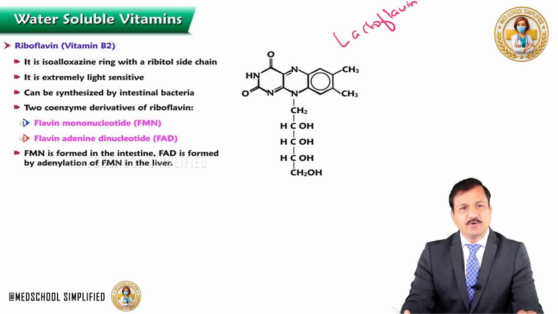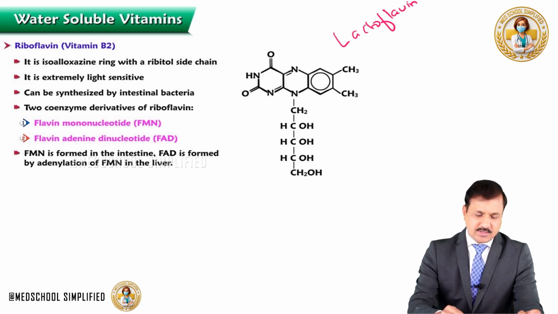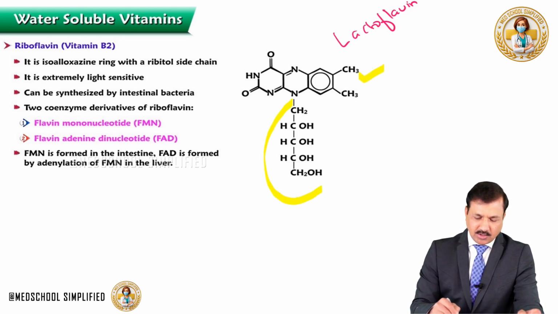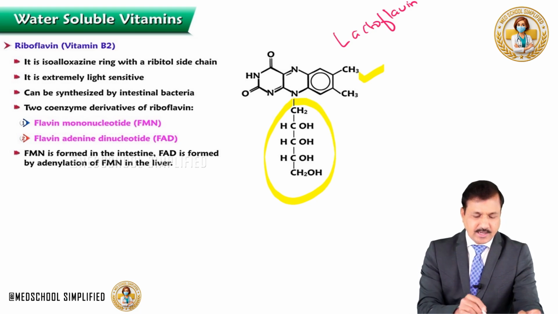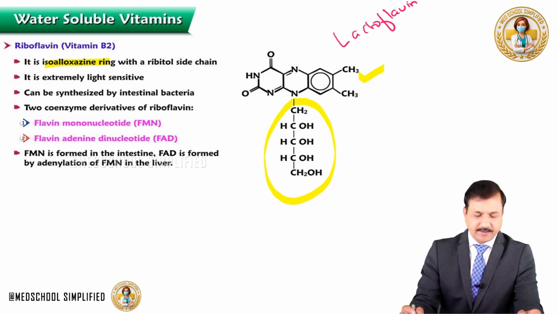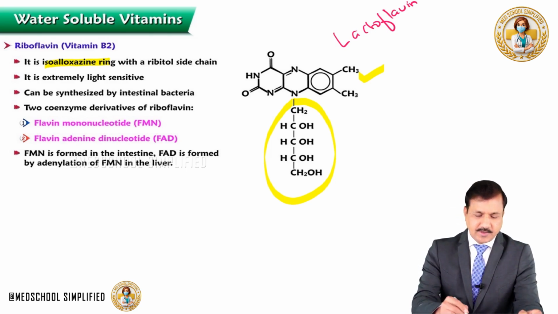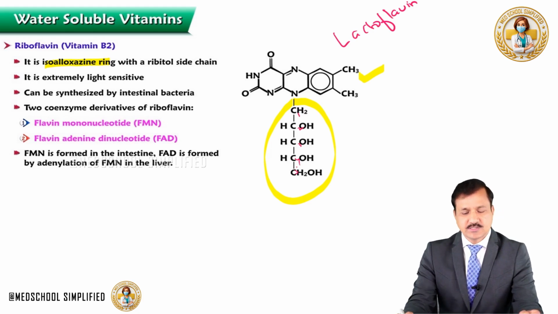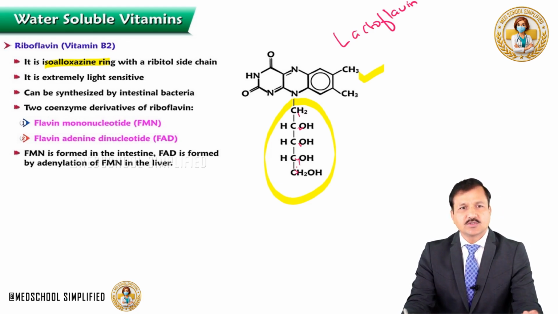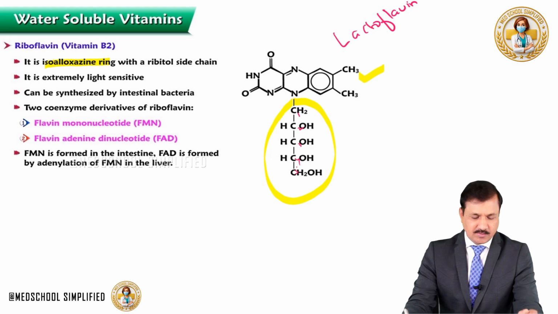Otherwise, riboflavin is an isoalloxazine ring with a ribitol side chain. So here is the isoalloxazine ring, and the ribitol side chain is attached to it. This ribitol is derived from a ribose sugar molecule. As you can count the number of carbons, 1, 2, 3, 4, 5, there are 5 carbons in the side chain sugar, so it is a ribose sugar molecule.